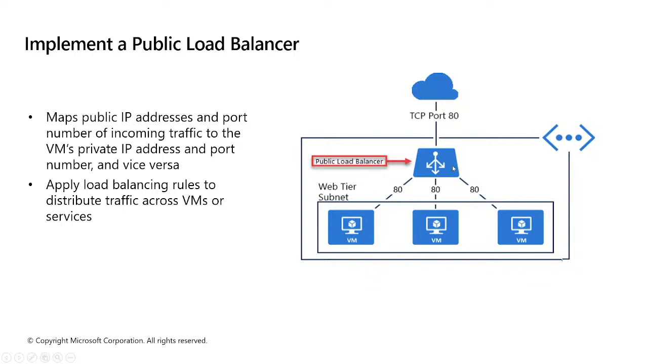So we need something that would check the incoming traffic and say, oh, this user is requesting videos, and direct that user to the virtual machine that is hosting those videos. So we have our load balancer, and based on the configuration in there, those users will be directed to the machine hosting whatever they are requesting. So that's what the load balancer does. You can see it maps public IP addresses and ports of incoming traffic to VM private IP addresses, and applies load balancer rules.